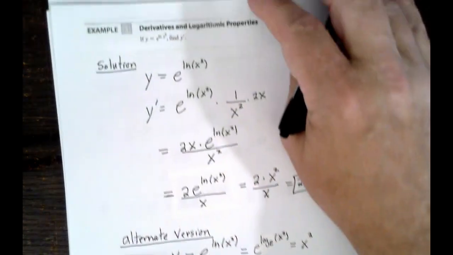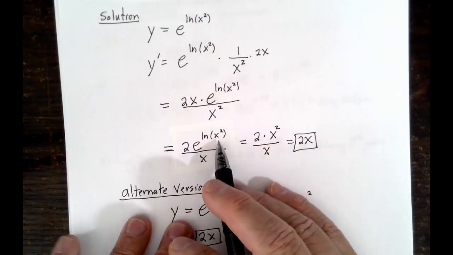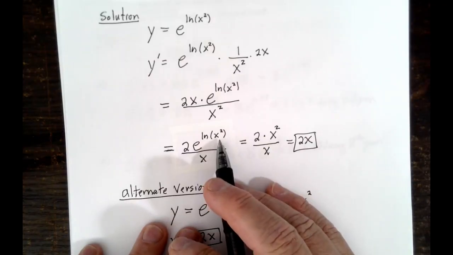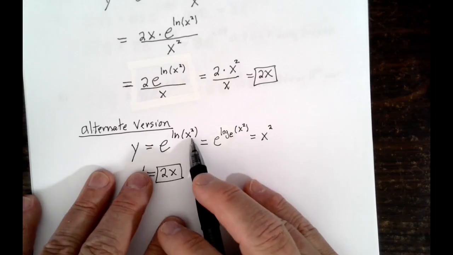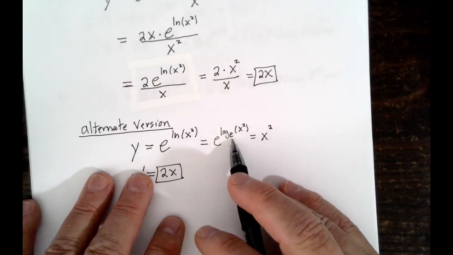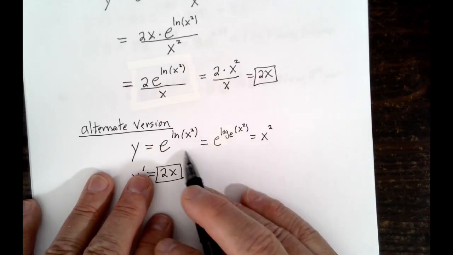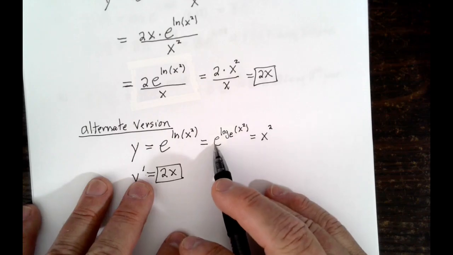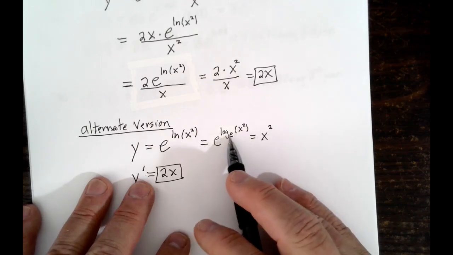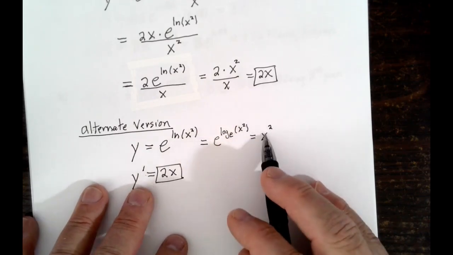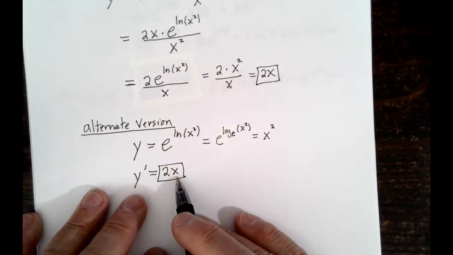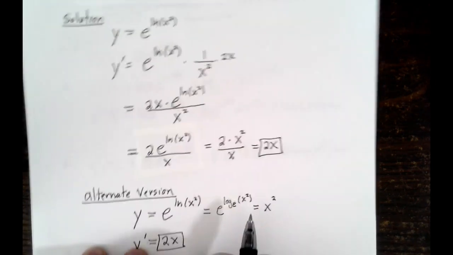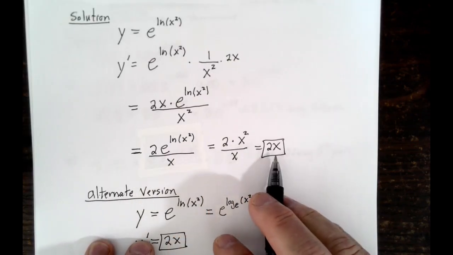Now keep in mind also that e to the ln of x squared is just x squared. Now why is that? Because you can write e to the ln of x squared as e to the log base e of x squared. That's the same thing. And when this number and that number match, your answer is just this guy here. So this whole thing reduces down to just x squared, whose derivative is just 2x. That's why up here the answer is 2x.